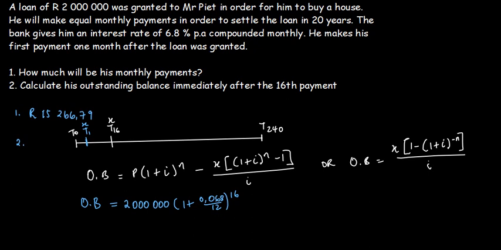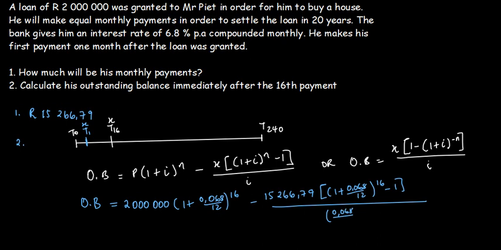That would be 16 payments. Okay, and then you're going to say minus the monthly payments. Remember, it's 15,266.79, right? And then you'll have 1 plus 0.068 divided by 12 to the power of 16 minus 1. Okay, all divided by 0.068 over 12.